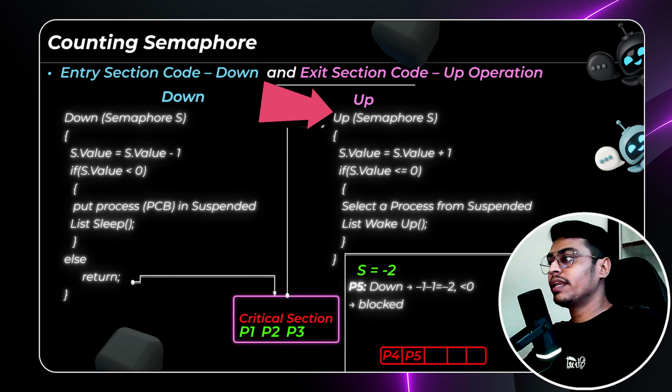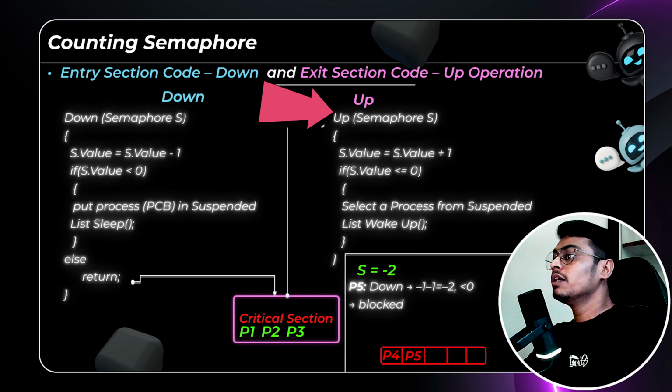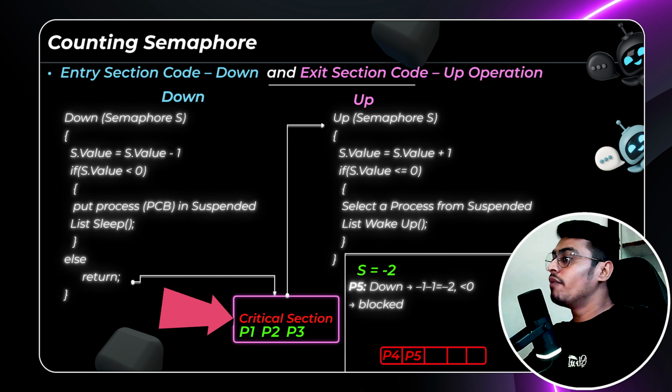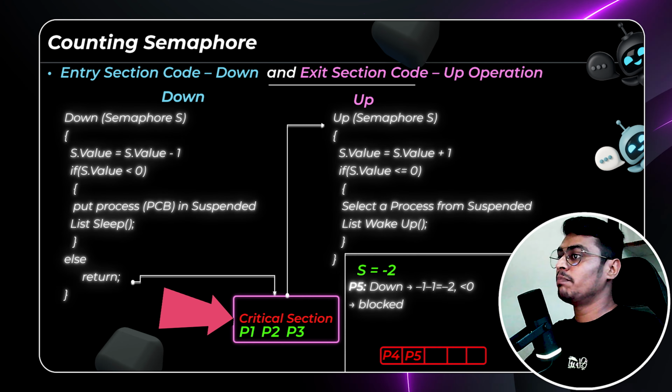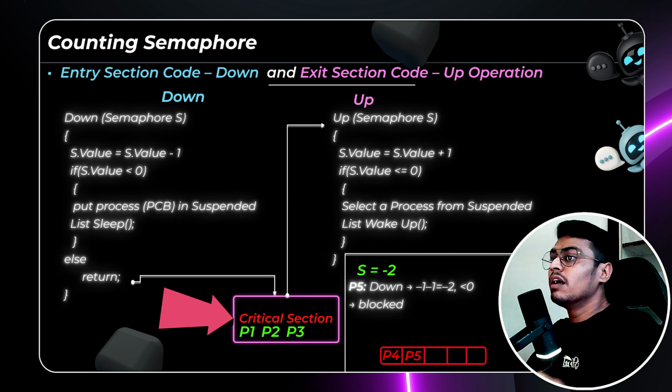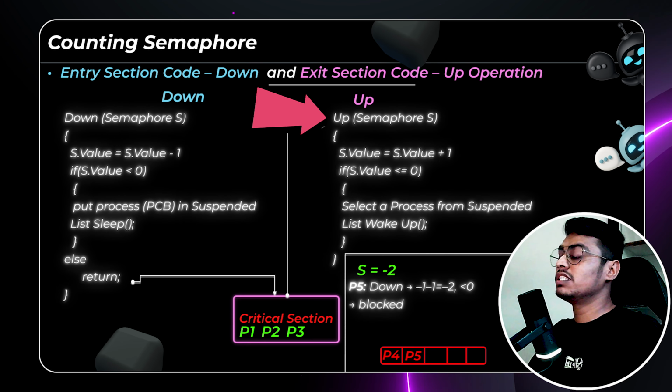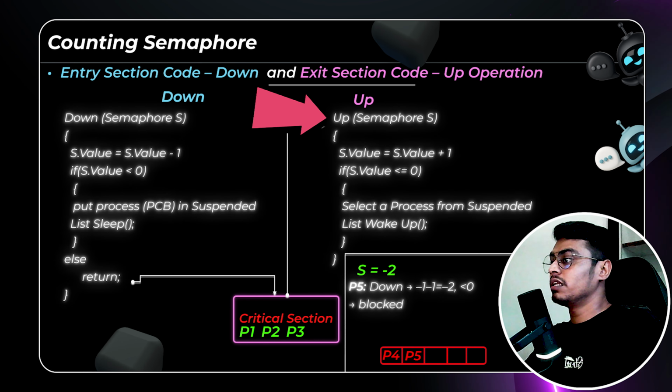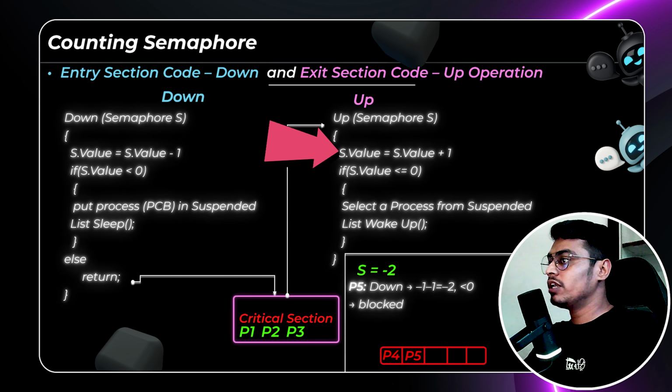Exit section code. Now we will discuss exit section code, the up operation. We have seen the down operation, how it is performed. Now we will see the up operation. When processes in the critical section complete their work and want to exit, they run exit section code, which is up. Now what is the up operation? S value is equal to S value plus 1.